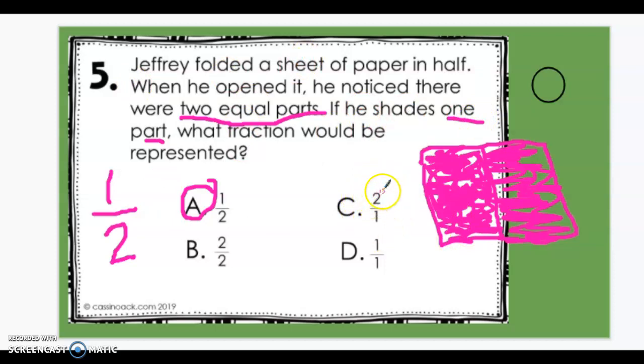2/1, that's 2 parts of 1. That's not, you can't do that. And then 1/1 would be, again, if he didn't cut his paper in half, it looked like this, and he just shaded the whole paper. That is one paper shaded of 1 total piece of paper. And that is not correct because we have parts here. So letter A is your correct answer.